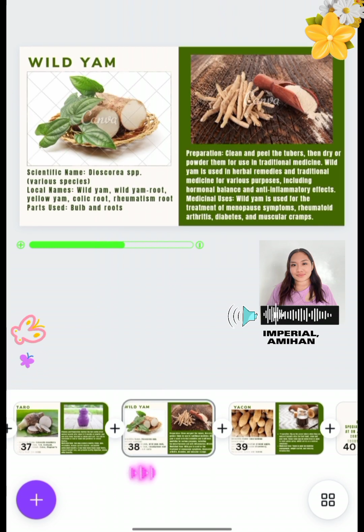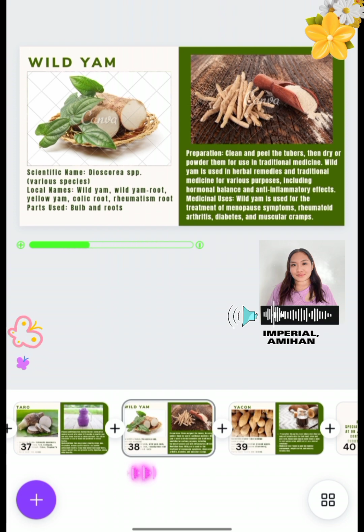The next one is wild yam. Its scientific name is Dioscorea. Parts used are bulb and root. Preparation: clean and peel the tubers, then dry or powder them for use in traditional medicine. Wild yam is used in herbal remedies and traditional medicine for various purposes, including hormonal balance and anti-inflammatory effect.